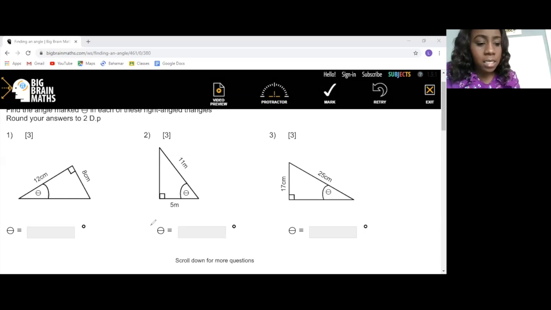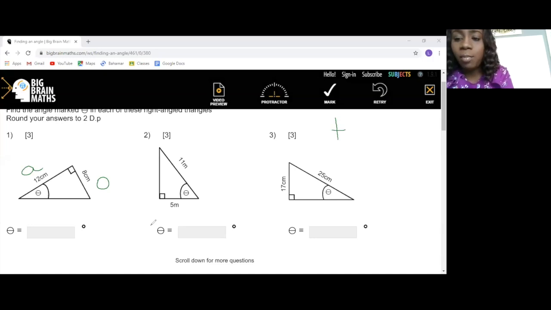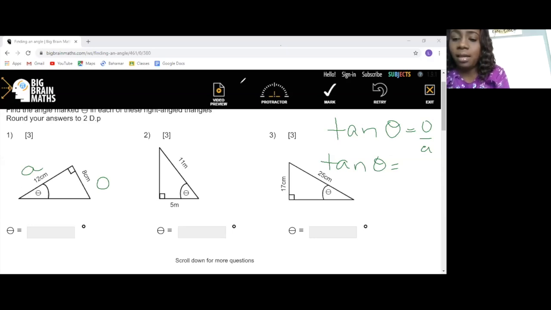So this is the opposite side, and this is the adjacent side. This is the hypotenuse, but I'm not going to label that. Which trigonometric ratio uses O and A? Tangent. I'm going to start with the tangent function. Tangent of theta is equal to O over A. Next step, I'm going to replace tangent of theta, because I don't know what the angle is, they call it theta, is equal to 8 over 12. Theta now is equal to the tangent inverse of 8 over 12.